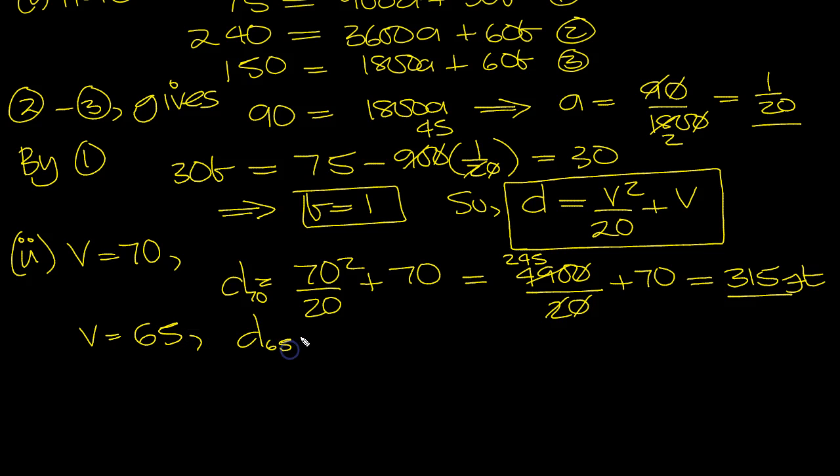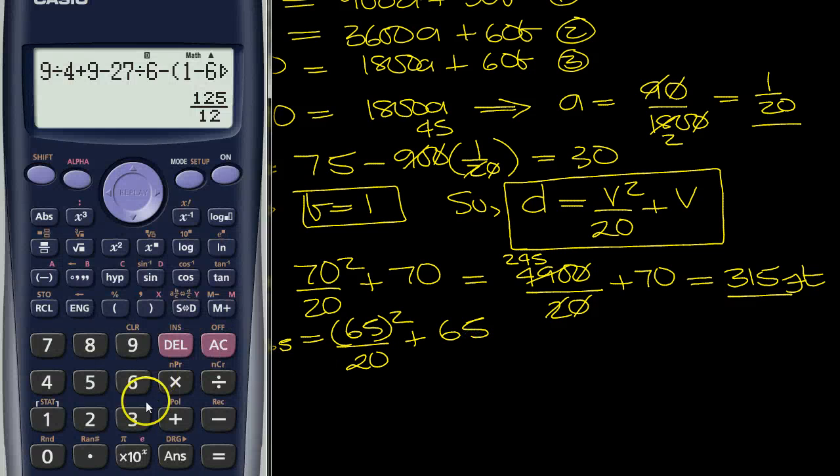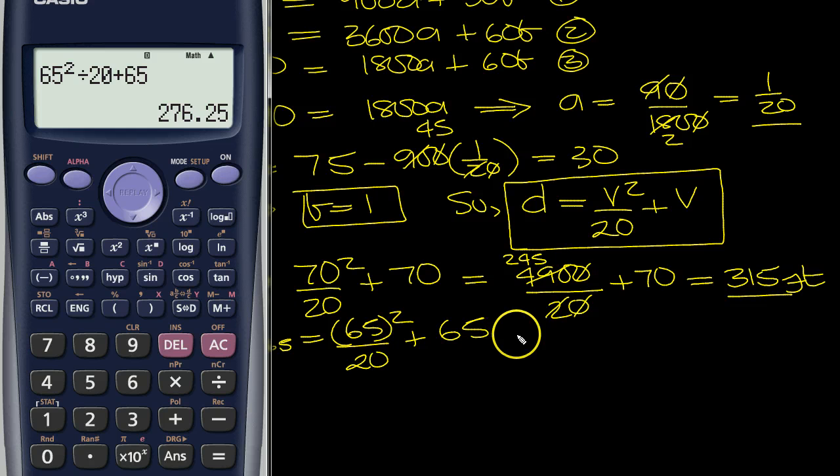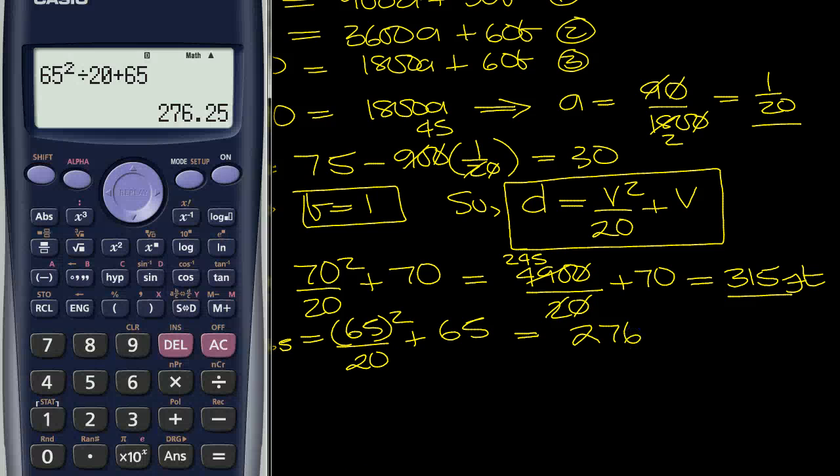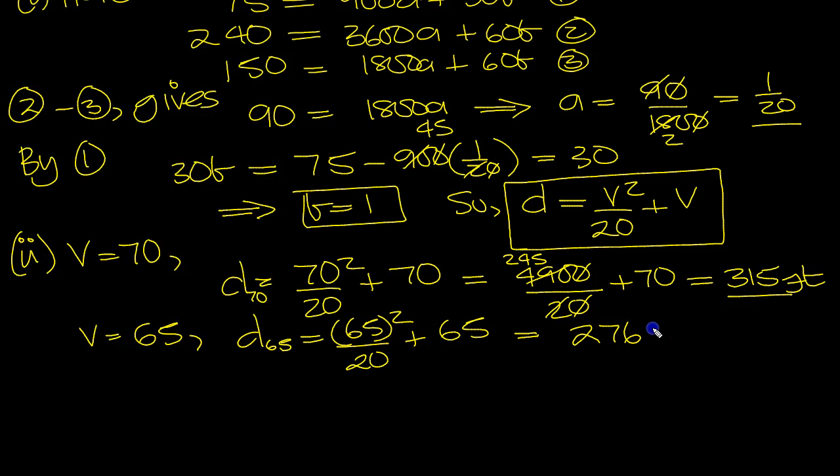D at 65 then is 65 squared over 20 plus 65. So let's just tap that in. 65 squared divided by 20 plus 65. 276.25. I just need to look at that, double check it. 0.25.